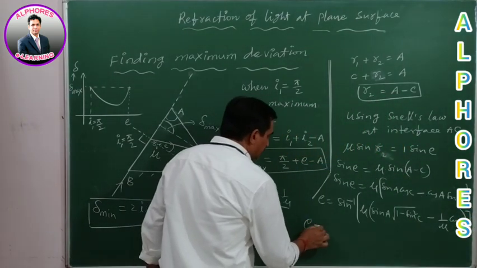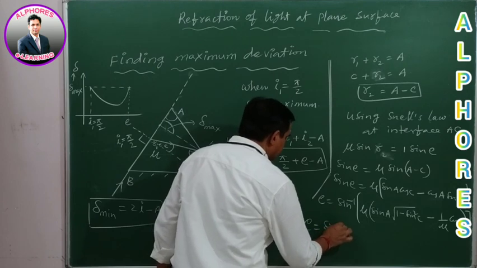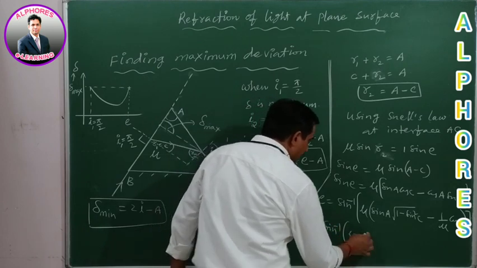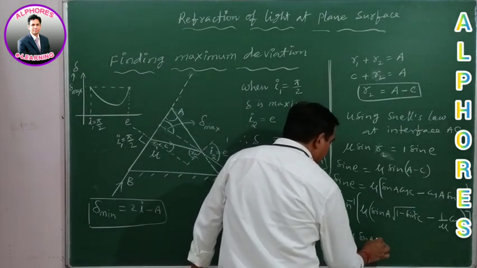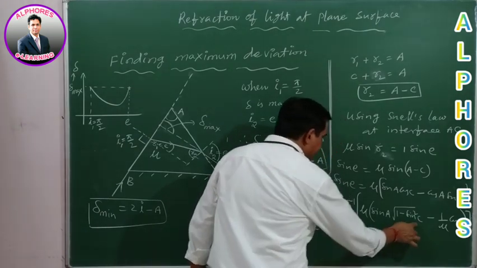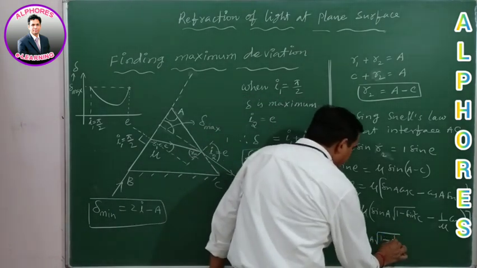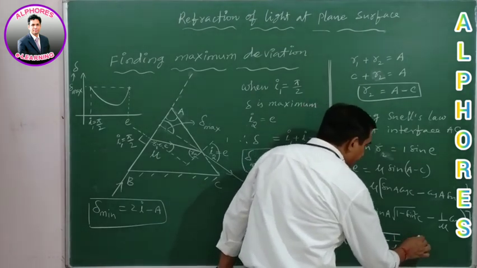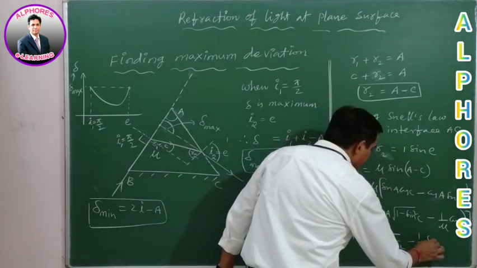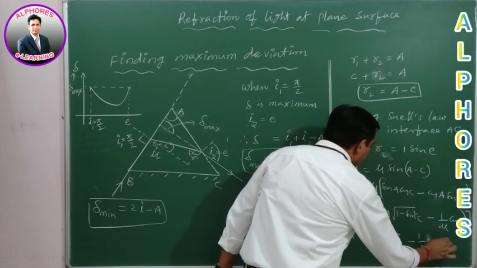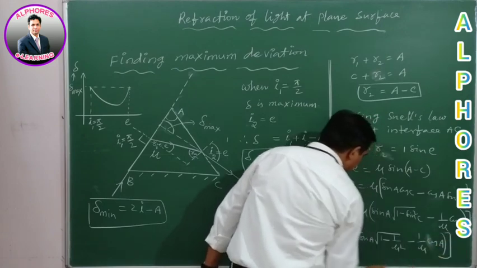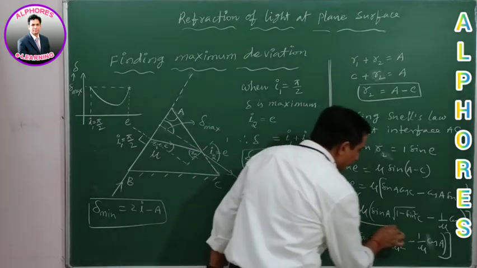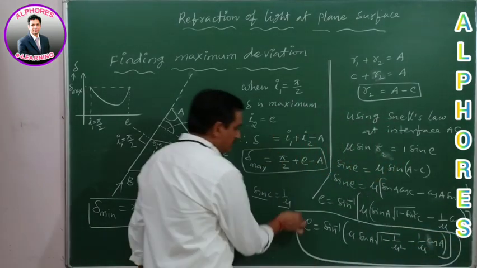Right. E is equal to sin inverse of mu times sin A root over 1 minus sin C, which is equal to 1 by mu square minus 1 by mu cos A. So this is the angle of emergence.